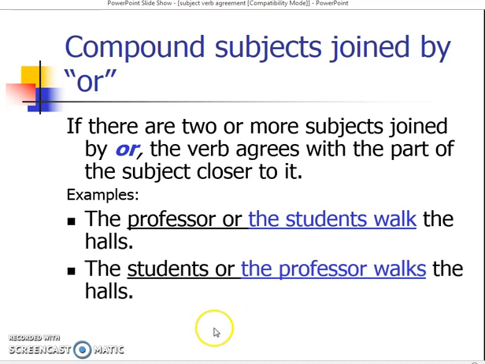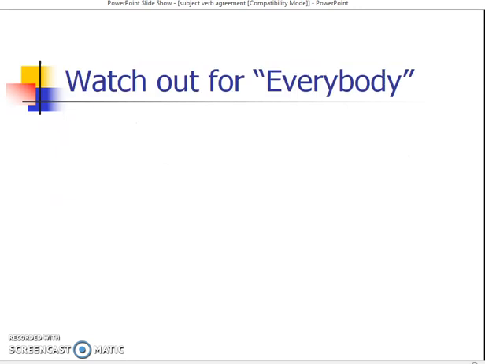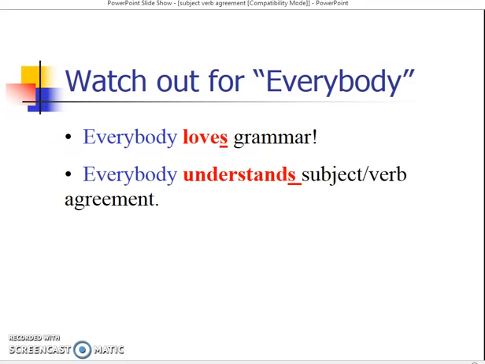If we switch it around and say, the students or the professor walks the halls, now notice that professor is literally closer to the word walks, and so it gets to decide that this is going to be singular. There's no S on this, so there is one on this. Okay, watch out for the word everybody. Remember, even though it sounds like it's plural, it's actually singular. So everybody loves grammar. Everybody understands subject-verb agreement.